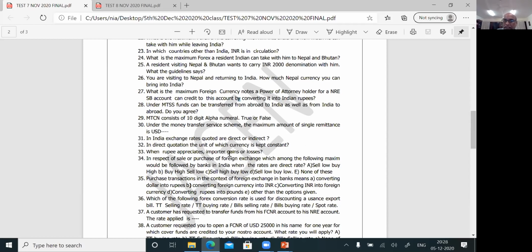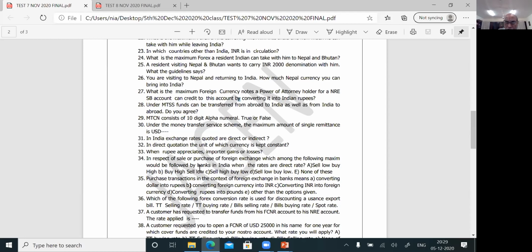Question number 32. When the rupee appreciates, does the importer gain or lose? On the first day itself, I told you, when the rupee appreciates, the importer gains. You keep that in mind. You keep it in your mind while sleeping also, at least till the exam. When the rupee appreciates, the importer gains.